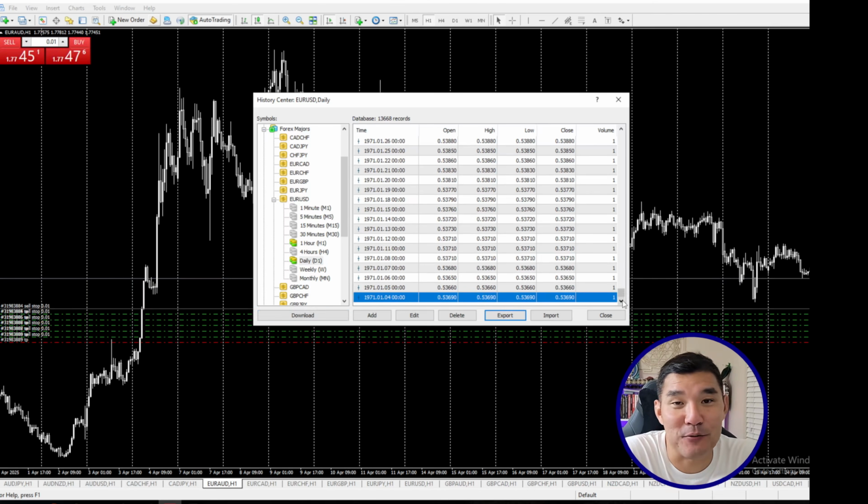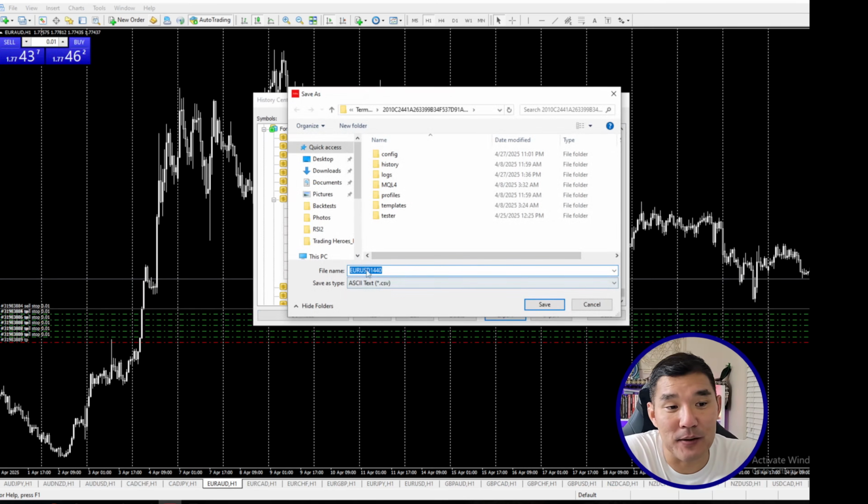Now, when you're ready to export this free historical data file, just hit the export button and that will give you the CSV file with this file name.